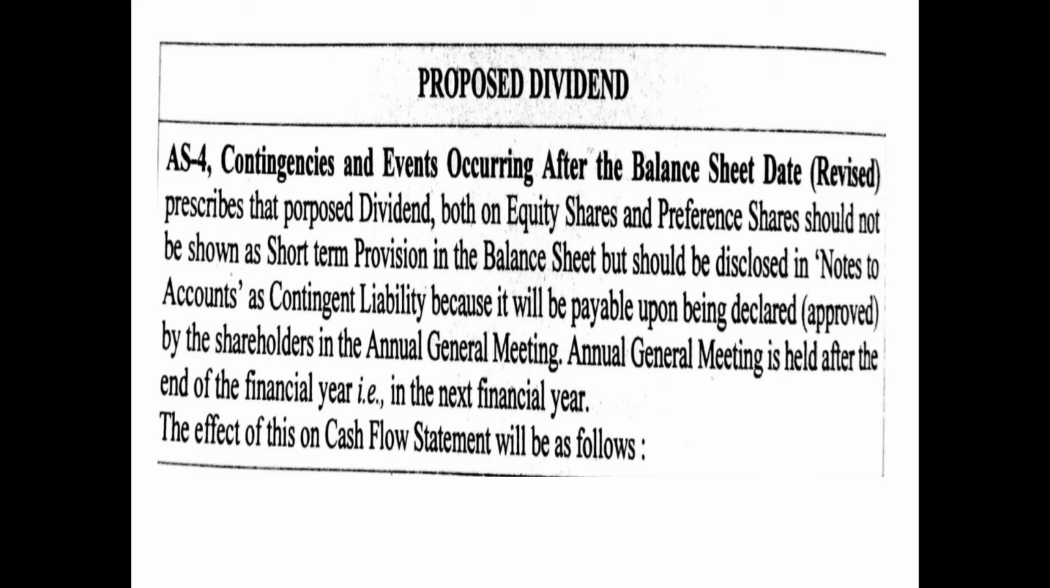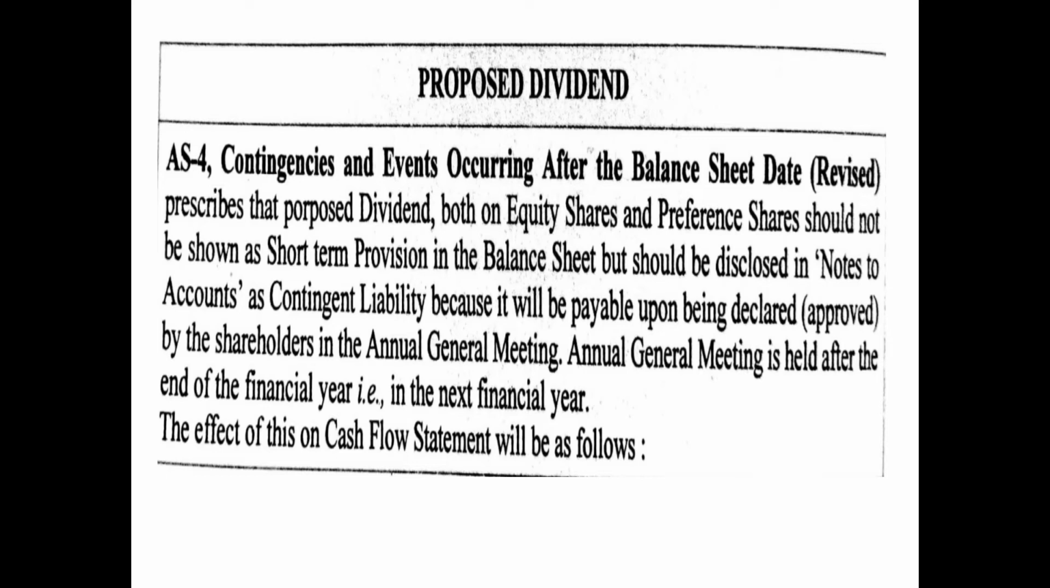Then proposed dividend. AS 4, or Accounting Standard 4, for contingencies and events occurring after the balance sheet date (revised), prescribes that proposed dividend both on equity shares and preference shares should not be shown as short-term provision in the balance sheet, but should be disclosed in notes to accounts as contingent liability, because it will be payable upon being declared or approved by the shareholders in the AGM, that is annual general meeting. Annual general meeting is held after the end of the financial year, that is in the next financial year.